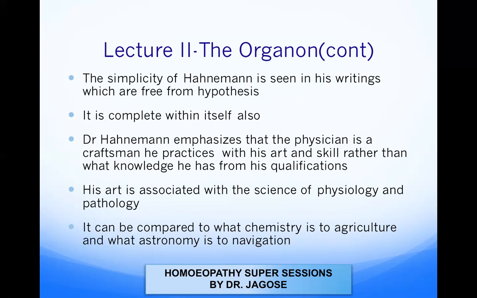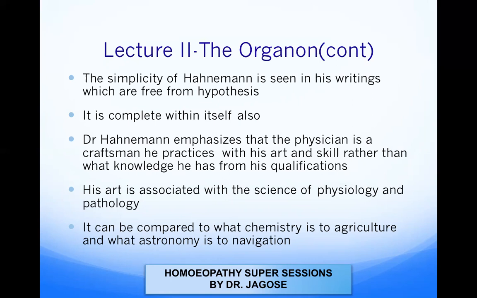So he compares a physician to a craftsman. A craftsman also, with his art, does a certain craft. As a result, the physician also has to have an art or a skill from which he can choose the correct medicine. So his art is associated with the science of physiology and pathology. Naturally, art is associated with the science of what? Since we are studying medicine, it will be physiology and pathology, that is, what is normal and what is abnormal. He must know what is normal to see in an individual and what abnormality is there, to be perceived, and to find the correct remedy.